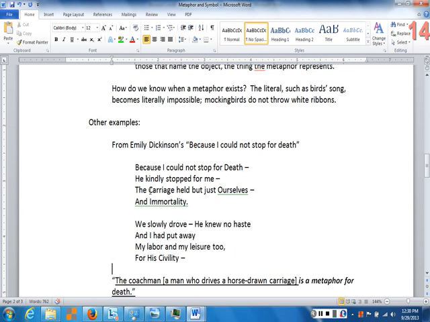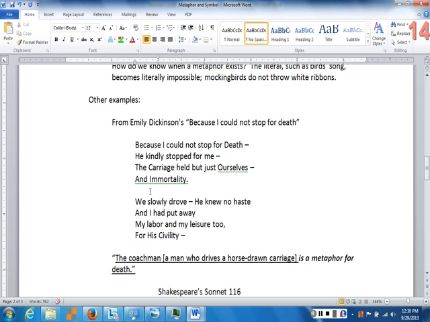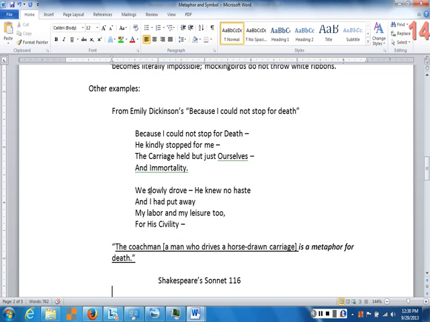And in this particular case, obviously, Dickinson means the carriage and the coachman driving the carriage and so on, metaphorically, as a metaphor for death.